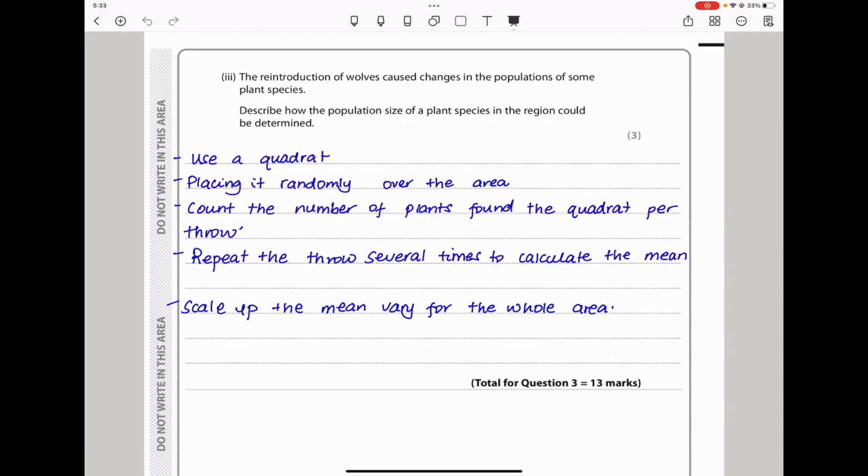Moving on, the reintroduction of wolves caused changes in the population of some plant species. Describe how the population size of a plant species in the region could be determined. Since most of these are plants, we can use a quadrat. So use a quadrat and remember to place it randomly over the whole area, and then count the number of plants found in each quadrat per throw, and then repeat for several throws and calculate the mean. Afterwards we can use the mean to scale up to estimate the number of those specific plants within the whole area.